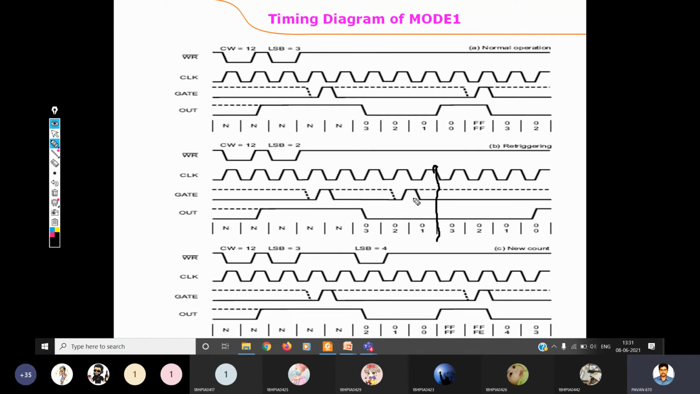If the triggering has not occurred, like in the previous case, that value will reach the terminal count, and based on the triggering, that same value will be reloaded, and the operations keep on happening. Since that triggering occurred before completion of the terminal count of a value, that value got loaded again here.